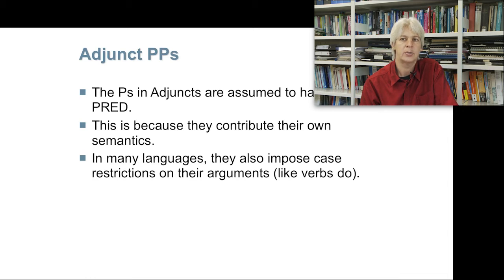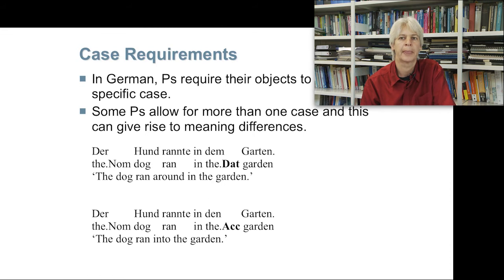How we analyze them, the adjunct PPs: the adjuncts are assumed to have their own predicate value, their own PRED. That's because they contribute their own semantics. And in many languages, they also impose things like case restrictions on their arguments. This makes prepositions look a lot like verbs in several respects. And so people have talked about prepositions being similar to verbs in some respects, similar to nouns in other respects. They're very, very interesting creatures, these prepositions.